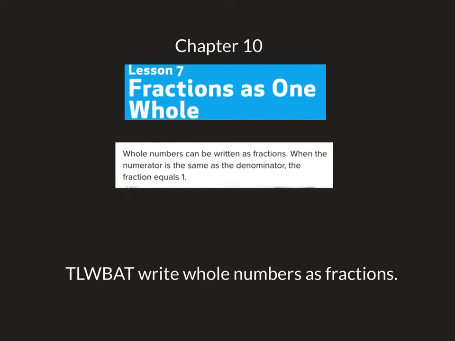Today we're going to be talking about fractions as one whole. Whole numbers can be written as fractions when the numerator is the same as the denominator. The fraction equals 1. So let's talk about this. Whole numbers are just the numbers we count by, 1, 2, 3, 4, 5, 6, 7, 8, 9, 10, ones you're used to. And we can write them as fractions when the numerator, remember that's the top number, the numerator is over the denominator.